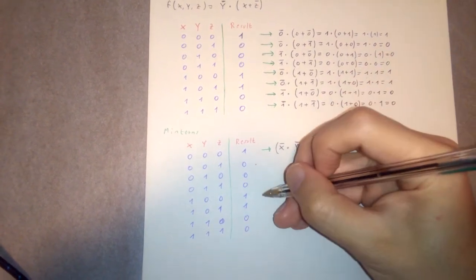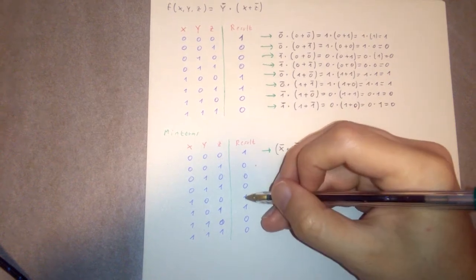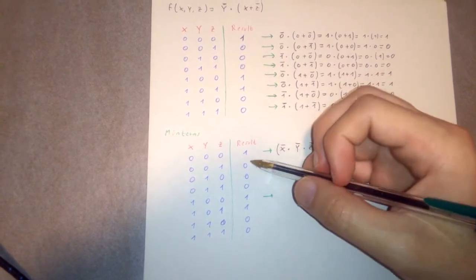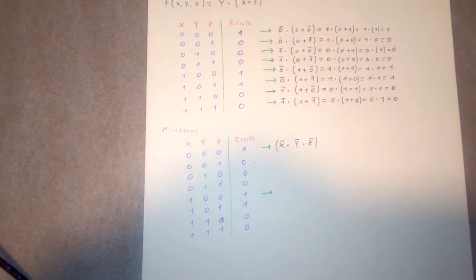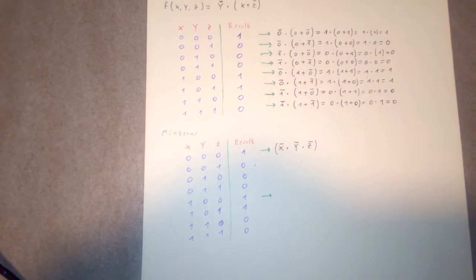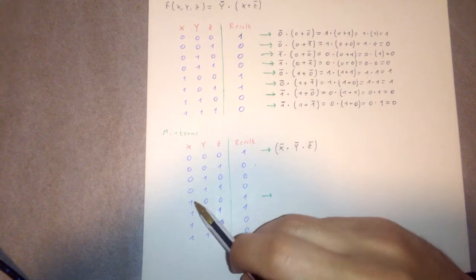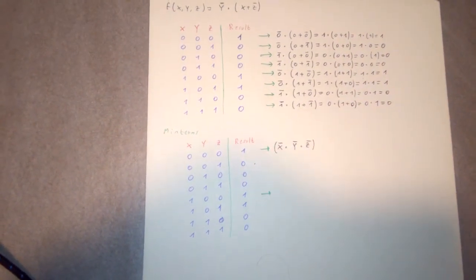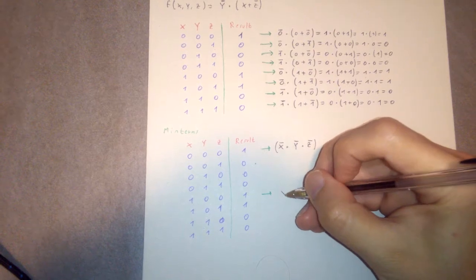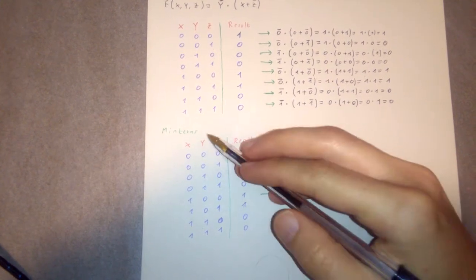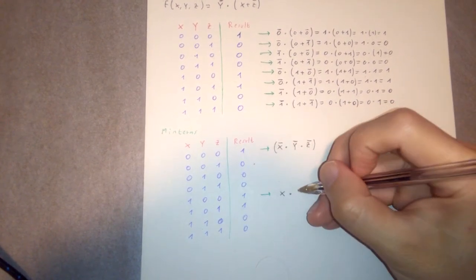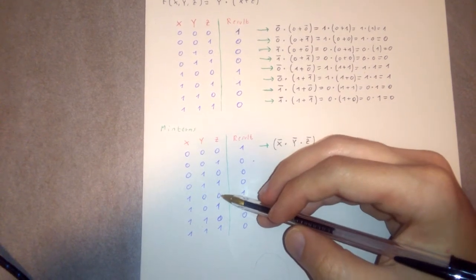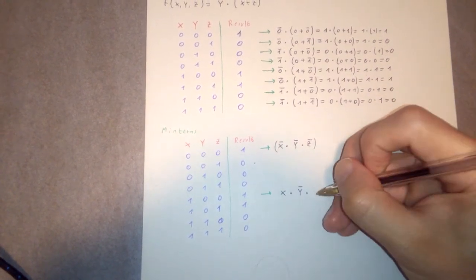Then we have this row here, which has an output of 1. We're basically going to ignore those because they have an output of 0. So here we have an output of 1, and x is indeed 1, so we write x times y is 0, so we write not y, times z, which is 0, so we write not z.